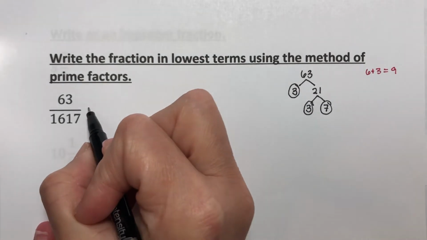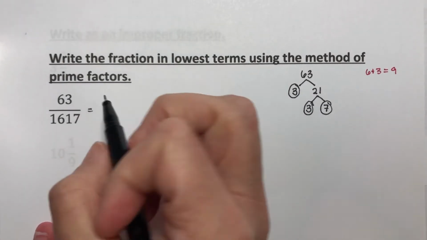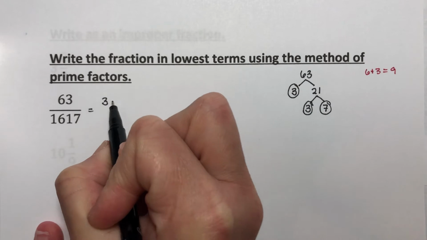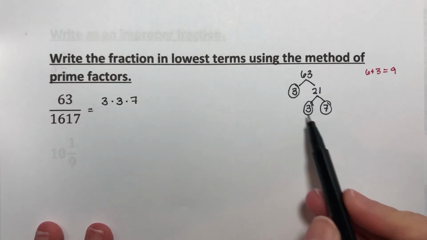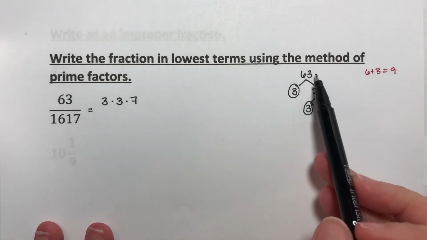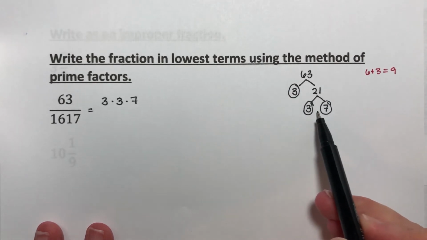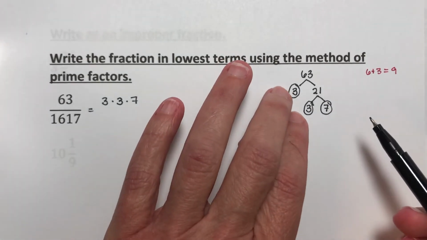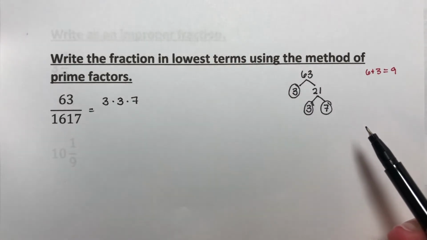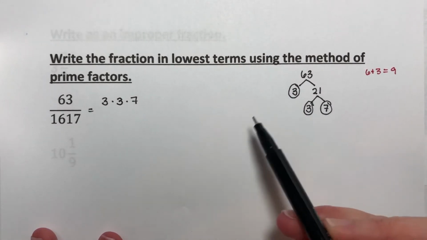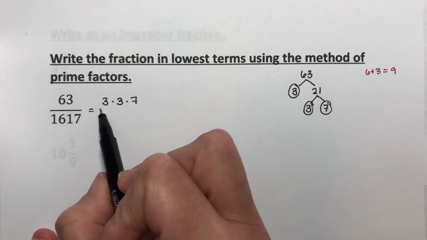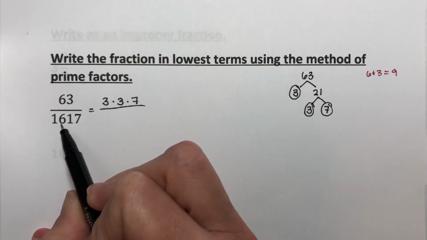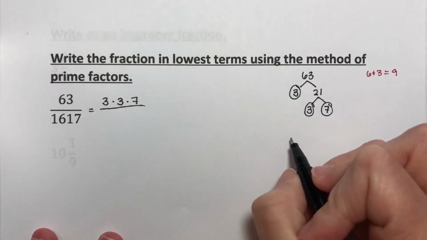So this is unique. I could write 63 as 3 times 7, which I got from here. So 63 can be 3 times 21. It could be 7 times 9 as well. So it's 3 times 7. Now we're going to do the same thing with 1,617.